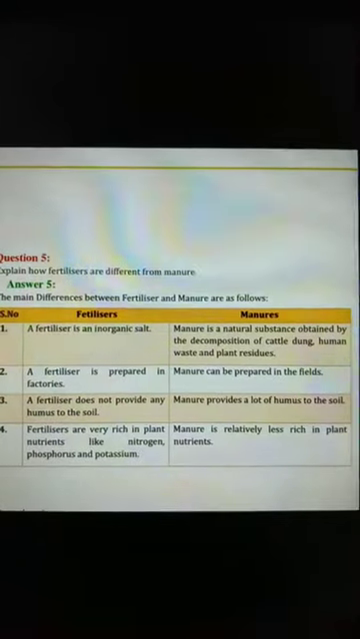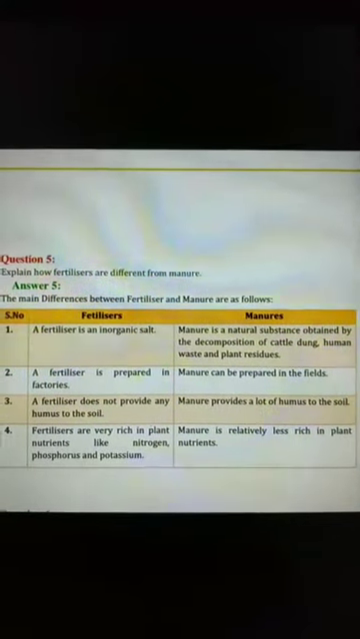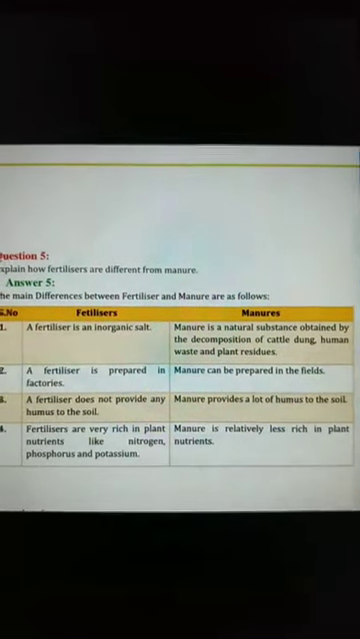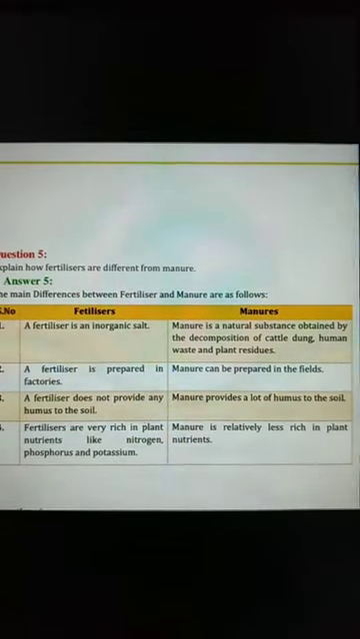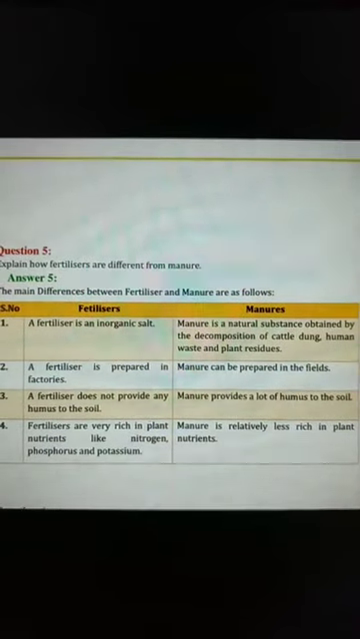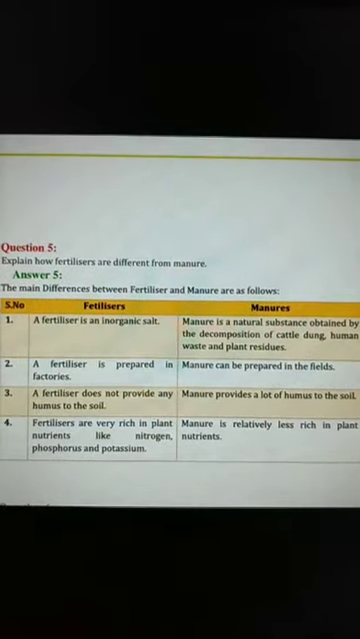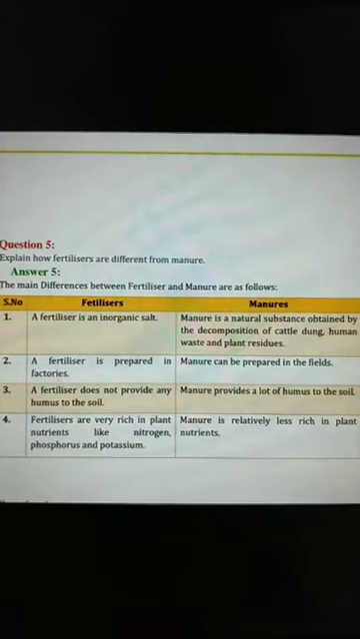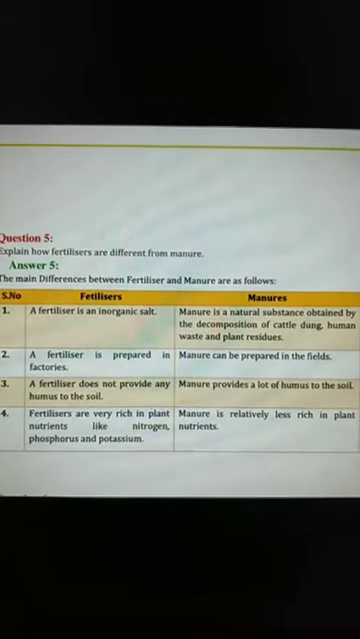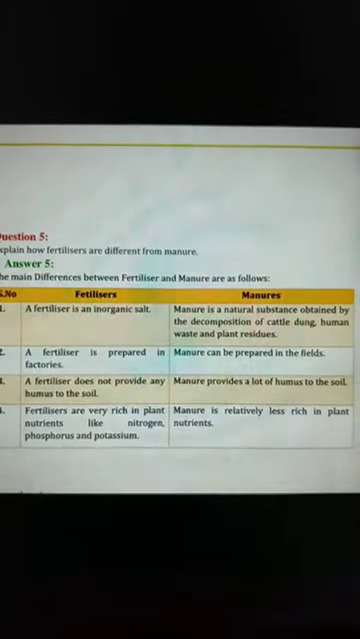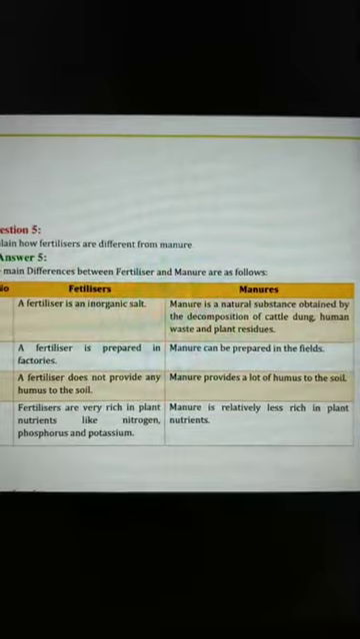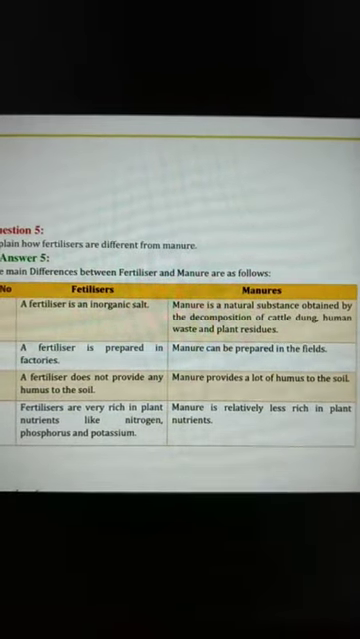And in manure, first point is manure is a natural substance obtained by the decomposition of cattle dung, human waste, and plant residue. That means manure is a natural thing and it is made by decomposition, by means of the mixture of cow dung, human waste, and plant residue. Then second point, a fertilizer is prepared in factories. So fertilizers are made in factories. And second point for manure is manure can be prepared in the field. So manure is prepared in the field and fertilizers are prepared in factories. So fertilizers are artificial and manure is natural.